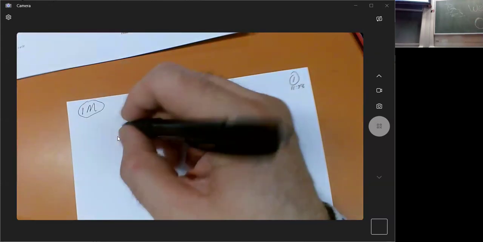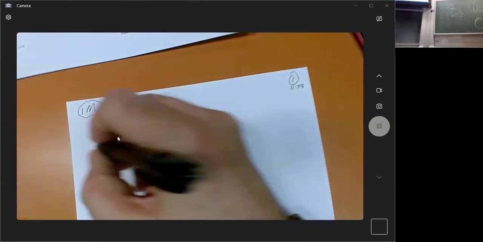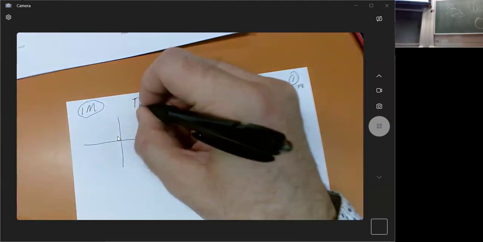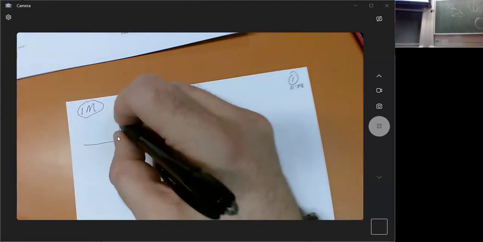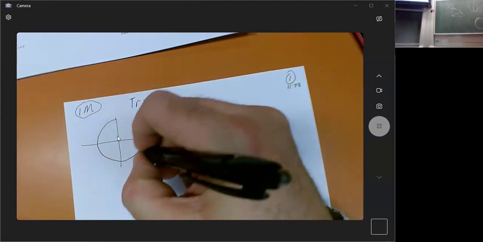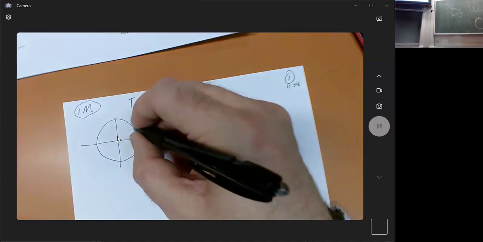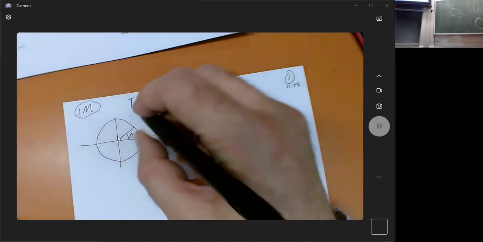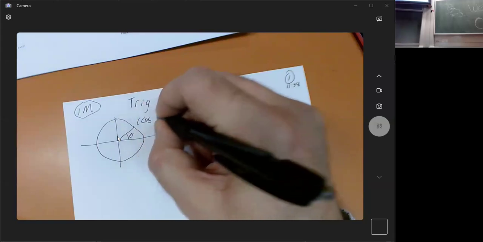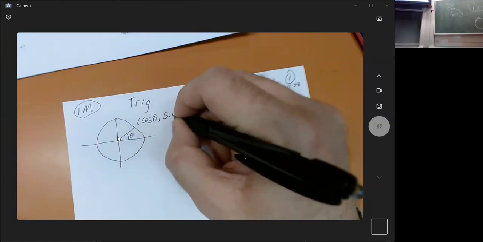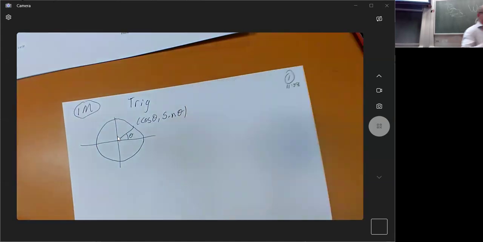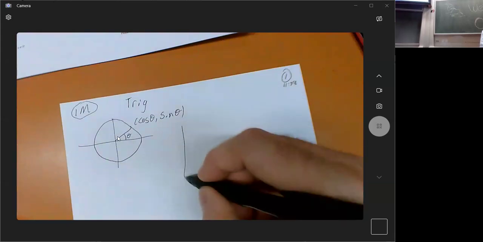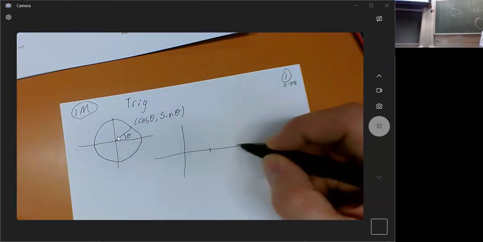All right, so we understand the unit circle for trig functions. Unit circle literally means a circle of radius 1. And we know that any point on there is cosine of theta, sine of theta. Literally, those are the coordinates of that point. And we can use this to help us understand what the graph looks like.